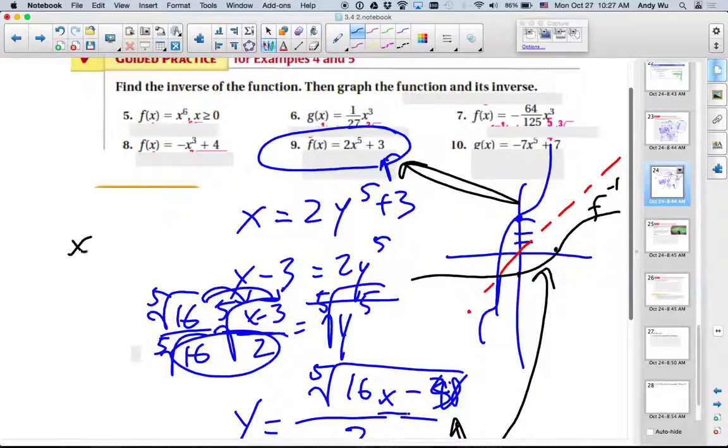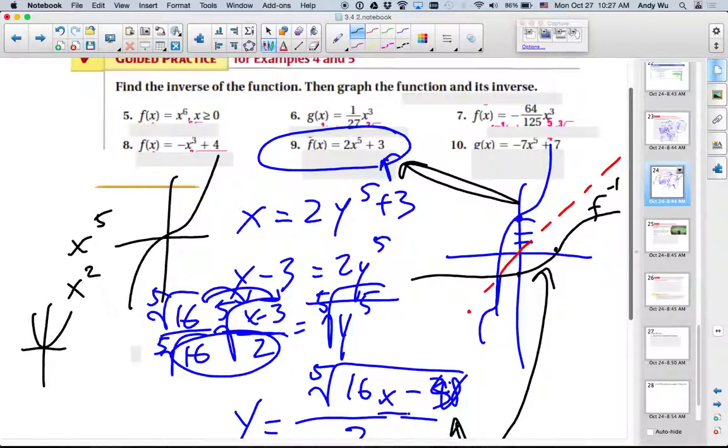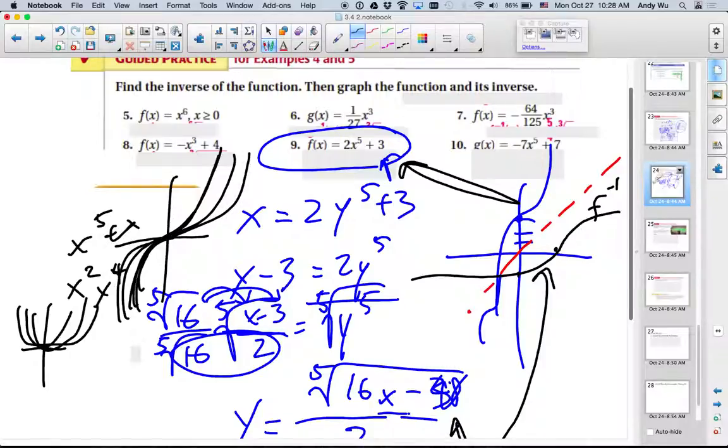X to the fifth, the parent function, looks just like x cubed. That's the parent function. Just like if you remember, x squared looks like that, and x to the fourth is just kind of a little bit chubbier. x to the sixth. So x cubed, x to the fifth just look a little bit wider. x to the seventh. That's a parent function. When you add things, they start to wiggle more.